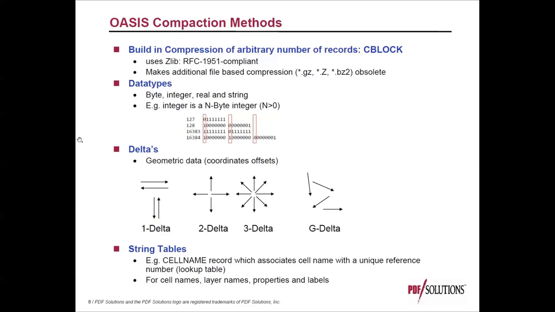Another form of compression is the string tables. They use this, for instance, to store cell names, meaning if you have repeating cell names, it's easier to store the cell name in a table and then have just an integer or a long value to look up the cell name in a table. That compresses it quite a bit. And they have this for cell names, layer names, properties, and of course text labels.